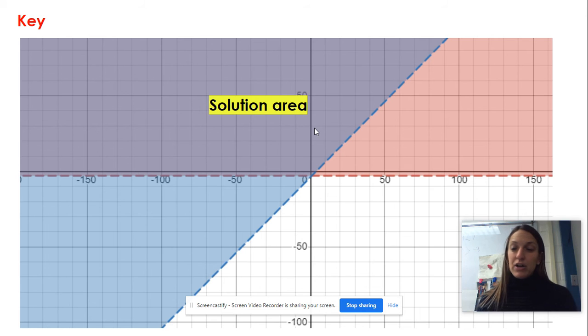Desmos graphing calculator is a great resource for you to use because it kind of does the shading for you. You can just see where the common area is and then look at where ordered pairs would be in that area.